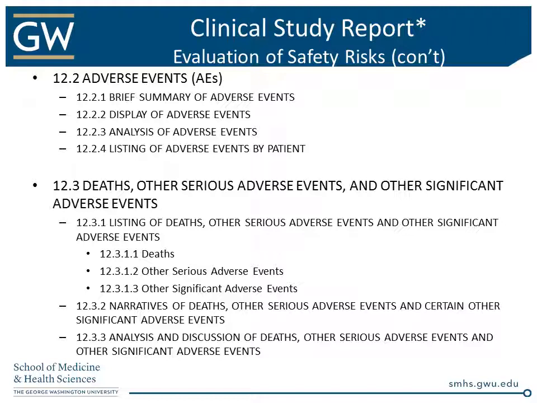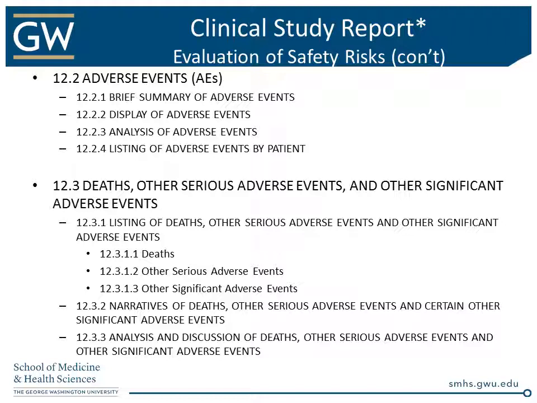Section 12.2.1.3, Other Significant AEs, usually include those adverse events that resulted in patient discontinuations from the study and/or study drug. Meaning they withdrew from the study or they just went off study drug.